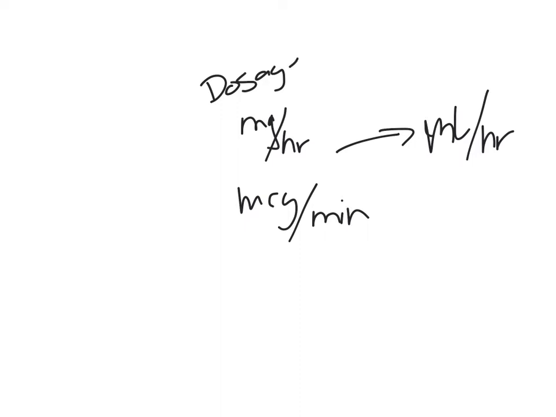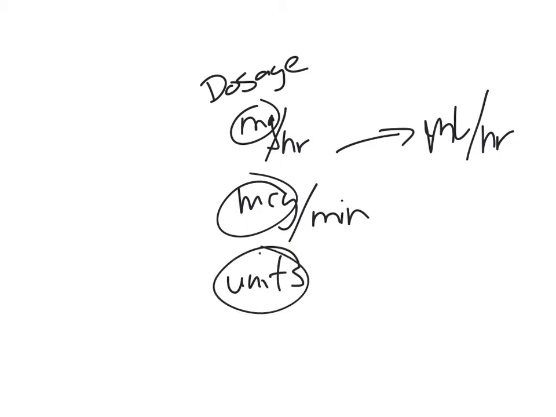So if we're given anything like milligrams, micrograms, units, anything like this, these are all dosages, which tells us how much medication the patient needs. But we need to know what that equates to in fluid, because that medication is going to come in some type of fluid, and I want to see what that is.